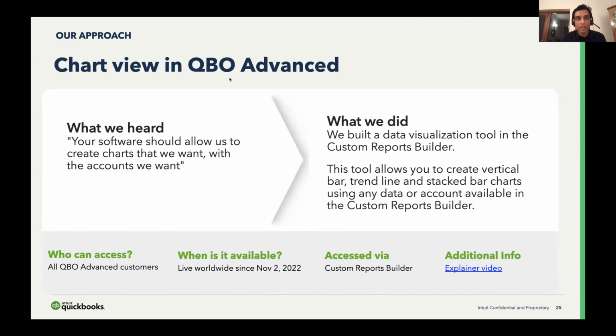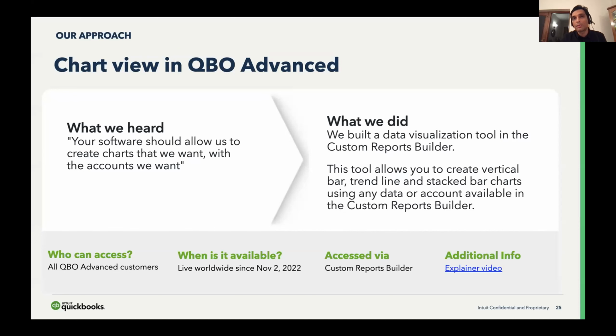Like I mentioned, we heard from customers that they wanted to create a lot of charts with the data that they were interested in. Today in QuickBooks, we have the Performance Center, which shows you KPI charts for only 12 KPIs. But we heard from accountants that there are many more data points, many more entities that they would like to create charts with. So we went ahead and built a data visualization tool in the custom reports builder.